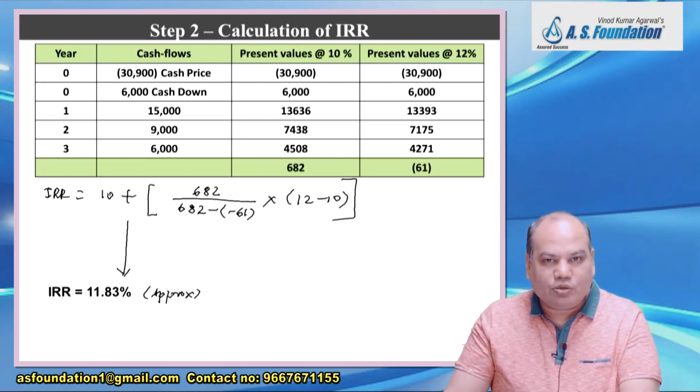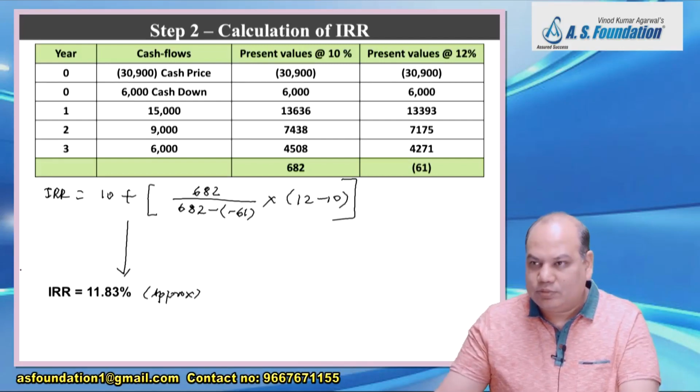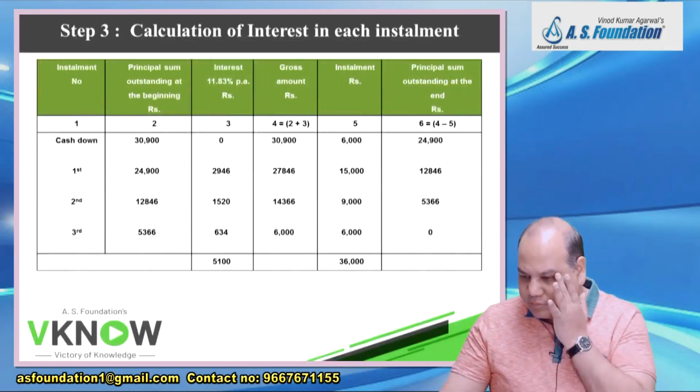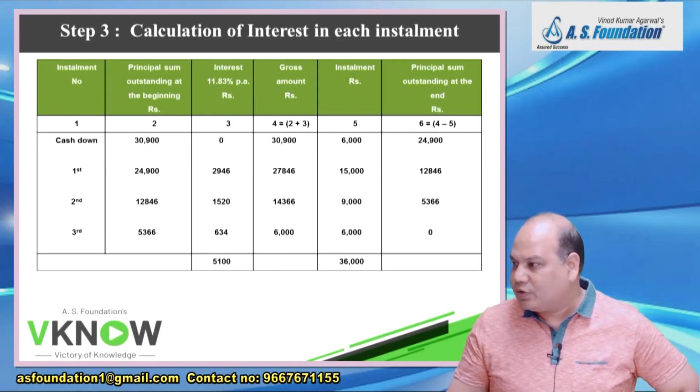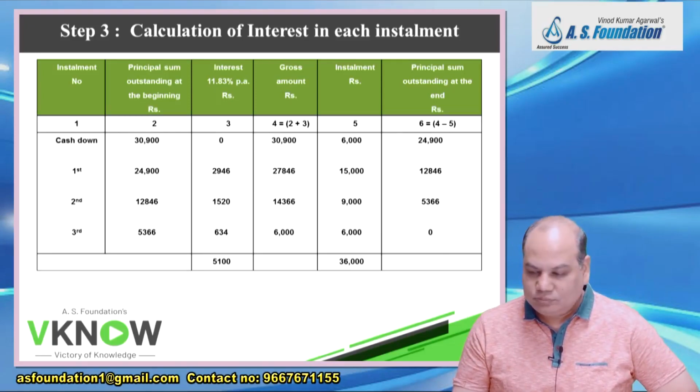So those who have done can go to the next table. Step number 2. Calculation of interest included in each installment. Table number 1 or 2? Format number 1. Draw the format first. Installment number. Principal sum outstanding at the beginning. Then interest at the rate of.